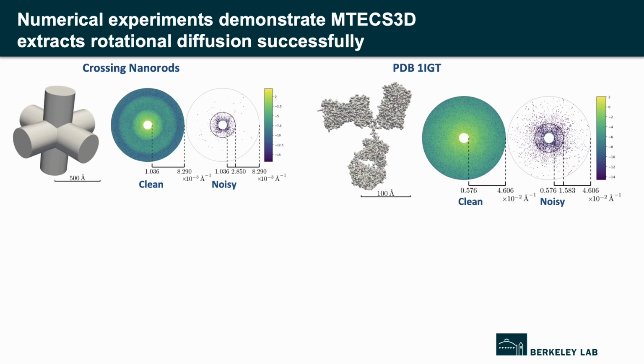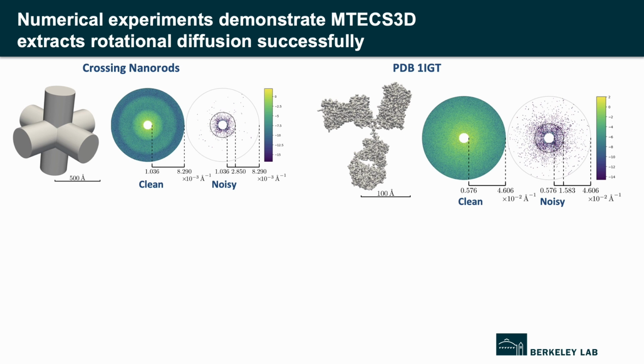To test the capability of this numerical algorithm, we performed a wide range of numerical experiments. For these experiments, I mainly simulated two kinds of structures. One is the particle at the left side, consisting of three crossing nanorods, representing the typical samples we would get from materials science. At the right side, there's a protein structure I pulled from the Protein Data Bank, labeled 1IGT, that represents the biological samples. Here I also show two examples of the clean images we get. However, in practice, we rarely get images this clean.